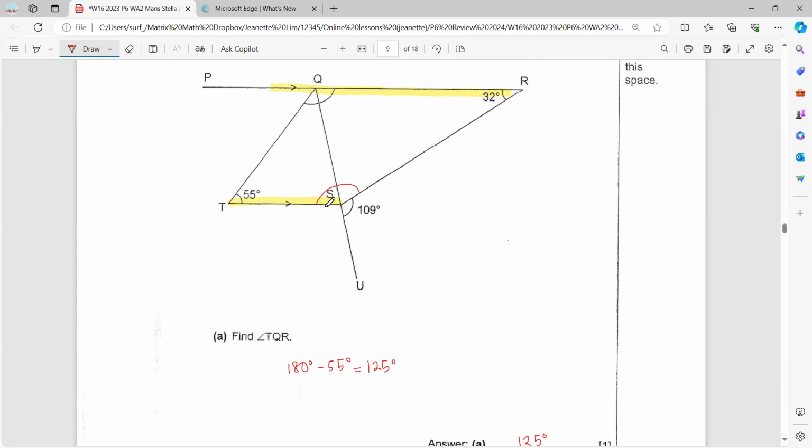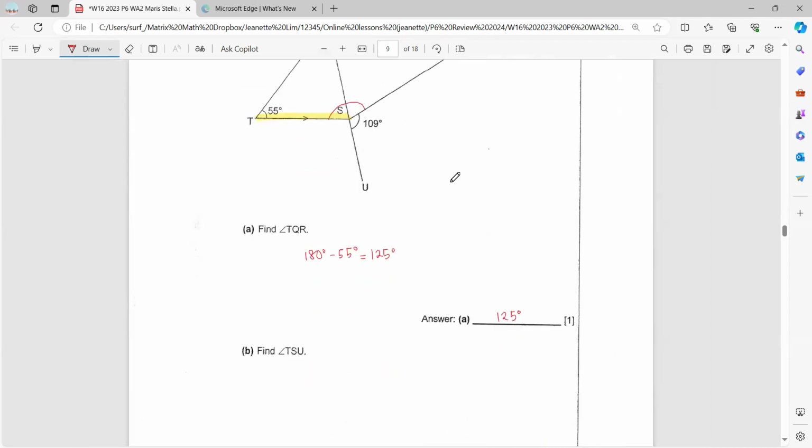So how do I find TSR? Again, we have angles between parallel lines, right? So angle TSR is 180 minus 32. TSR, 180 degrees minus 32 degrees, 148.